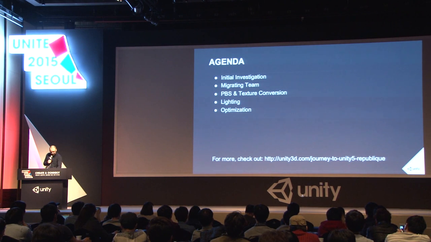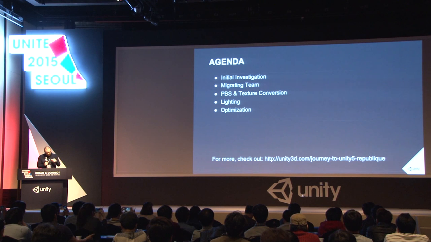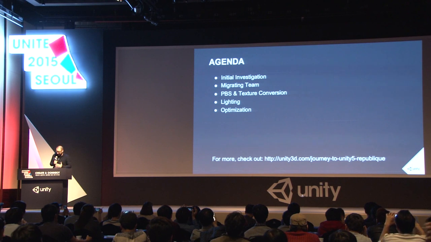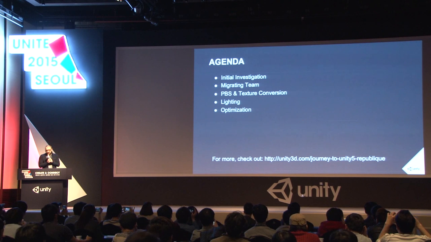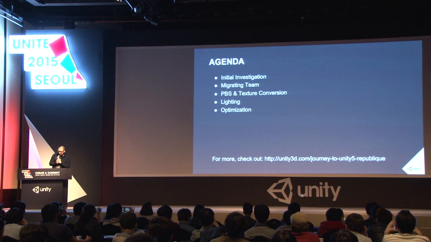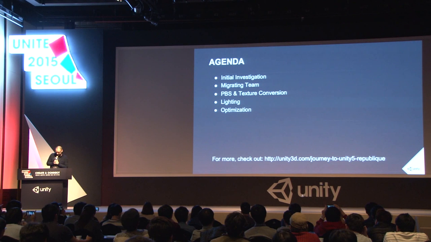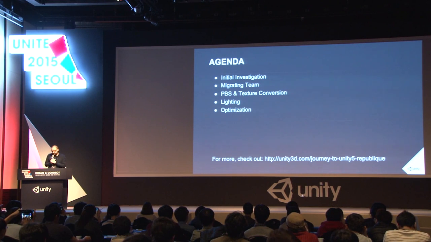So how do we accomplish this all as a studio? These are some of the things we'll talk about. We'll talk about the initial investigation that the team went through in Unity 5. Then we'll cover how the team moved over to a new branch in source control, because we were doing this during the production of episode 3. We'll discuss the move to physically based shading and getting all those textures converted and looking great in Unity 5. And then we'll include some details about best practices, and especially for the art creation pipeline.